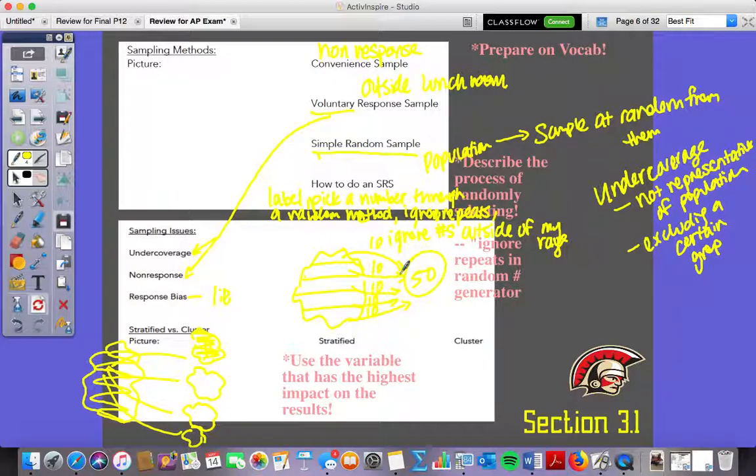And the difference between cluster and a block? Oh, yeah. Okay, so this is different. This is observational, right? Blocks are more experimental. When we go into the experimental world, a block is an experimental stratified sample. If that makes sense.